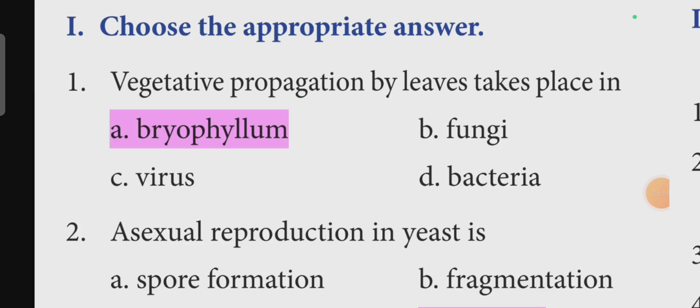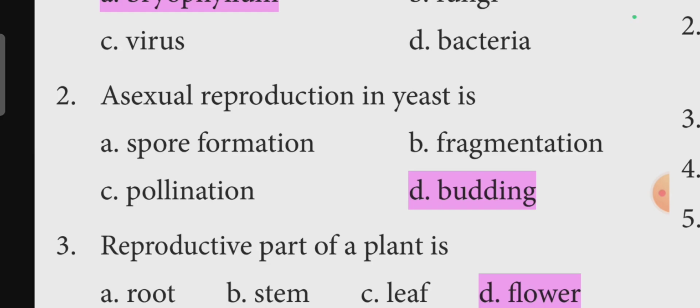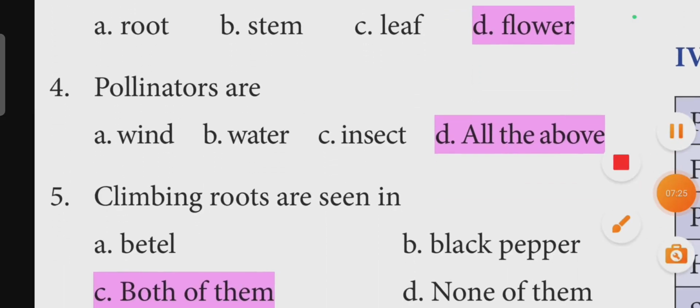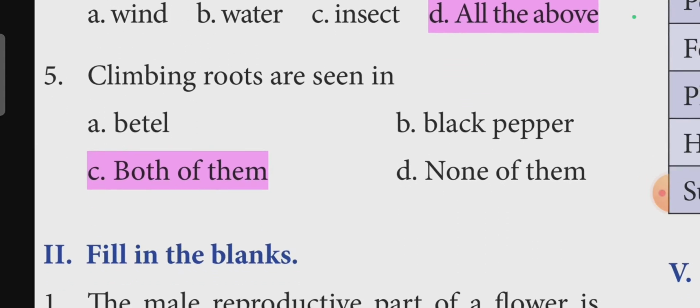First one, vegetative propagation. Propagation by leaves takes place in Phylum. Asexual reproduction in yeast is budding. Reproductive part of a plant is flower. Pollinators are wind, water, insect. All the above. Climbing roots are seen in both of them.